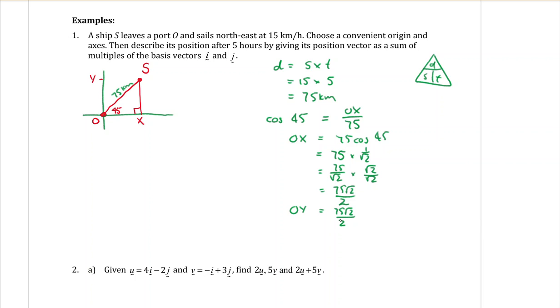Anyway, to write my answer in component form, therefore, OS was the vector that I was trying to write down in component form. OX, that distance, was 75 root 2 over 2 along the x-axis, or unit vector i. And then the y direction was also 75 root 2 over 2 j. So that is it. We've written the vector OS in component form by finding how far along the x-axis it went, how far along the y-axis it went.